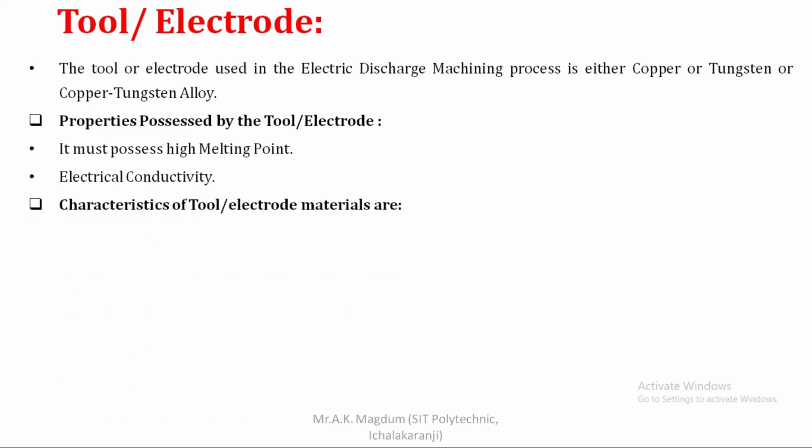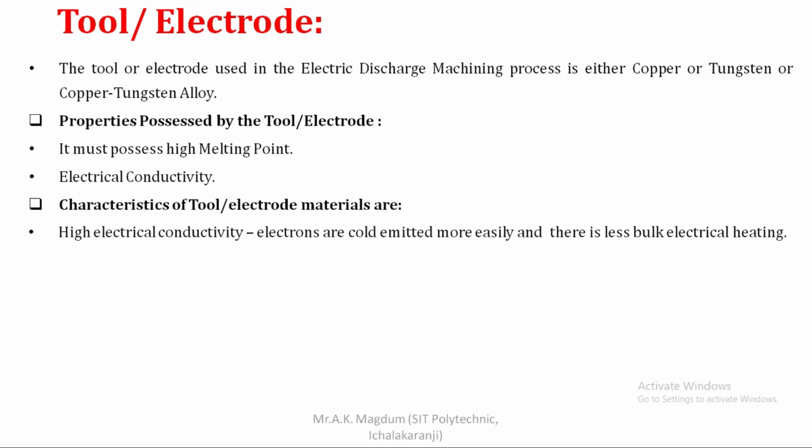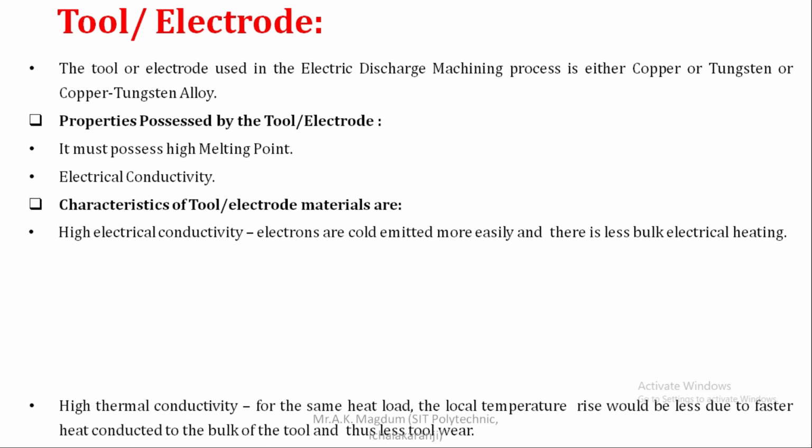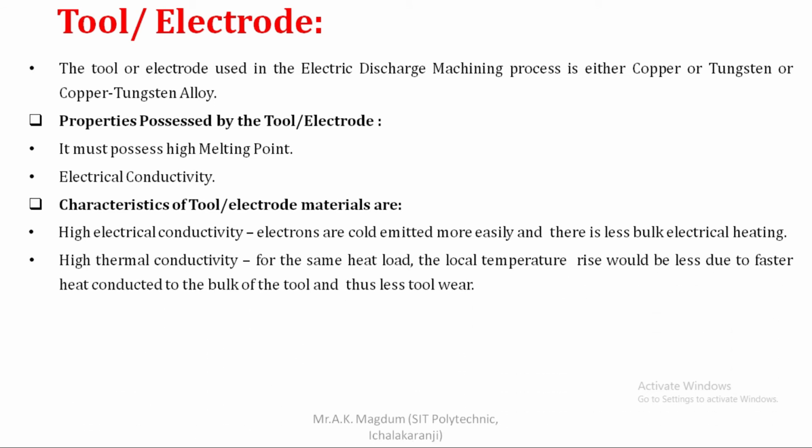Next is the characteristics of the tool or electrode material. The first one is high electrical conductivity. That is a very important requirement, or characteristic, of the tool material. High electrical conductivity, one characteristic. The second one is high thermal conductivity. That is the second characteristic, which is related to the high heat load that is there.